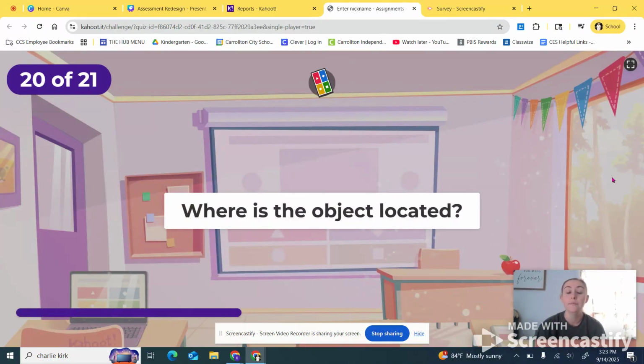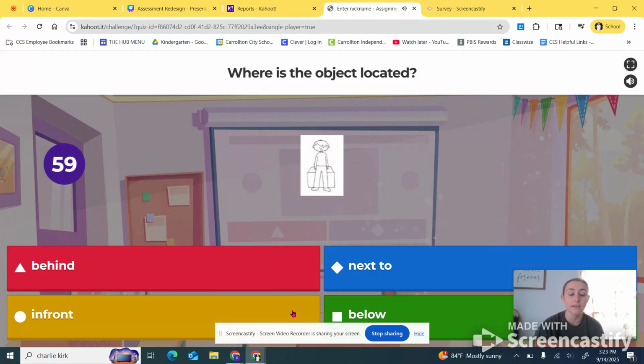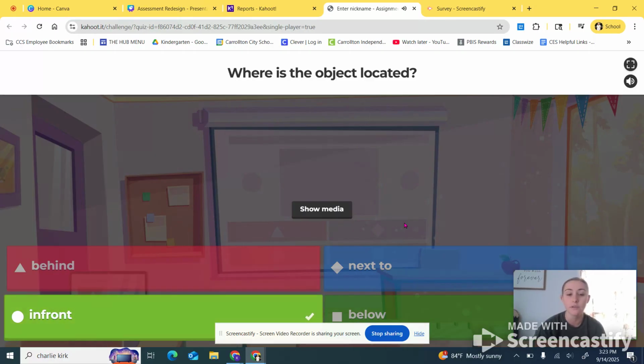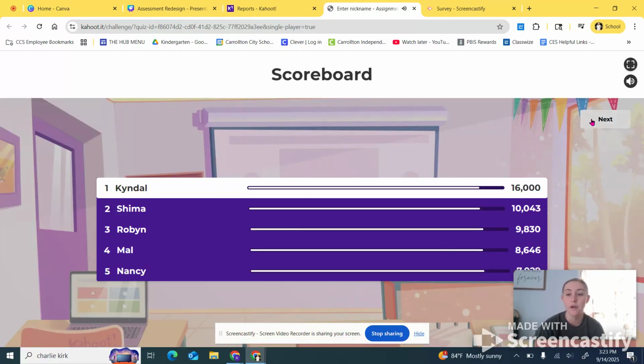One thing that I used to help the kindergartners when taking online assessment tools is trying to keep the answers in somewhat of the same order so they know ahead of time maybe where that answer needs to be rather than moving them around. Where is the object located? Behind the box, in front of the box, next to the box, or below the box? And of course, the boy is in front of the box here as well.